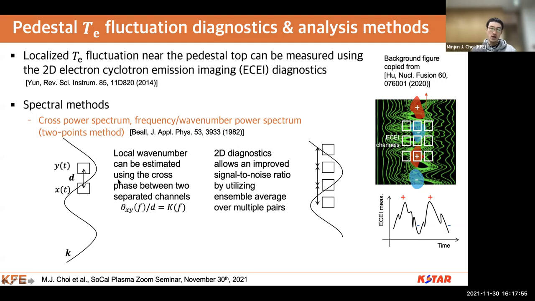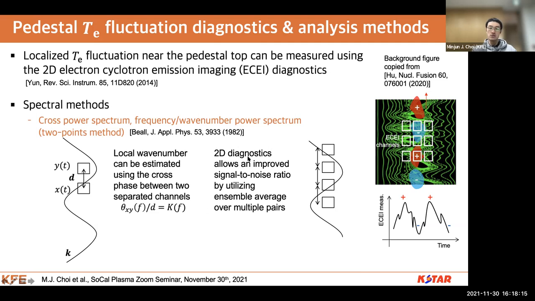And the idea is simple, because we can measure this cross phase between two channels. And we know that the local wave number can be simply given like this. So we can extract the local wave number information from cross phase between two channels.